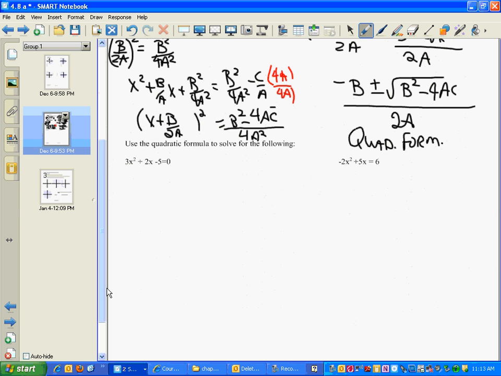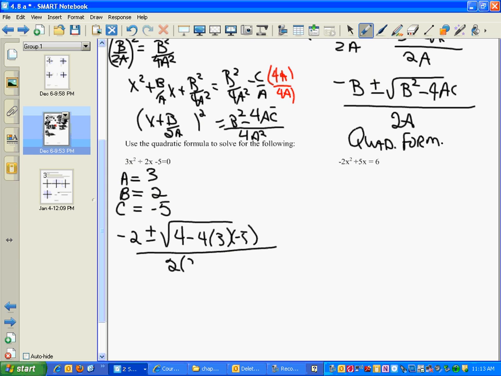Okay? We're going to just plug in the numbers for the quadratic formula. What is A? What is B? What is C? You can only find this information when it's set equal to 0. If your equation is not set equal to 0, you cannot identify the A, the B, or the C. Okay? So, negative B plus and minus the square root of B squared minus 4AC all over 2A are my values for X. They are my zeros.